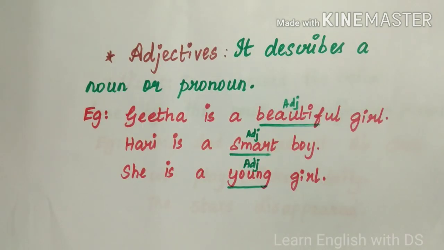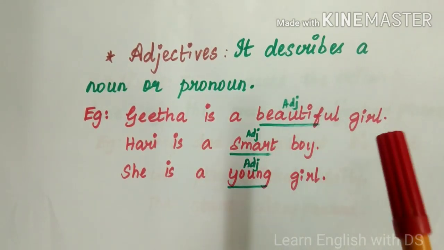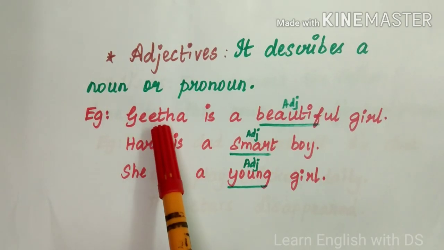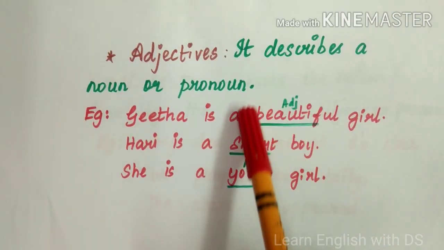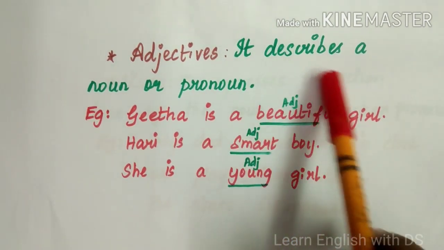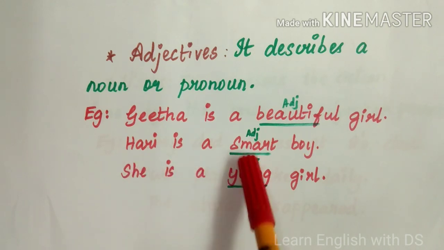The next one is adjectives. Adjectives are the words used to describe a noun or pronoun. Now look at the examples. Geeta is a beautiful girl. In this sentence, Geeta is a naming word and that's why it is a noun. Here, beautiful is the word used to describe the noun Geeta. So, beautiful is an adjective. Clear? Next one. Hari is a smart boy.